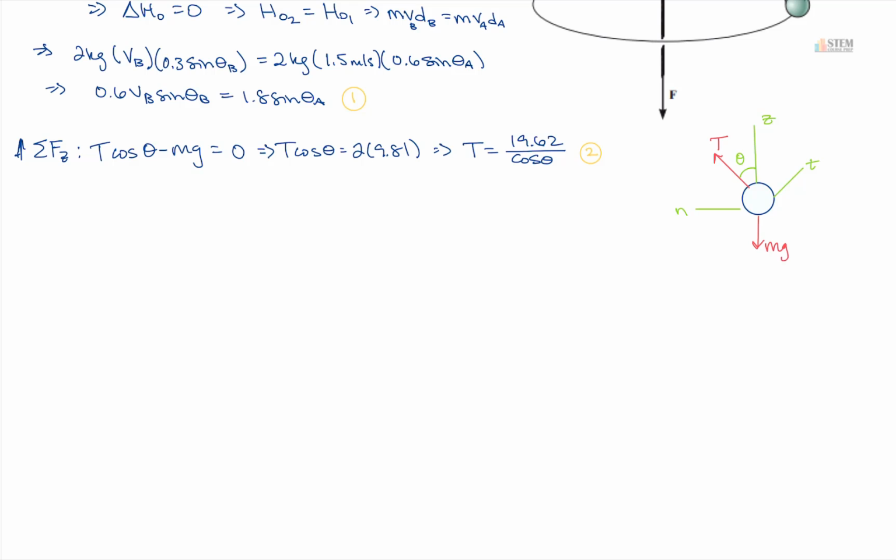Let's go ahead and look at the normal direction now. The normal direction is this way. So the only force I have in that direction is going to be this T component, right? So that's going to be T sine theta. It's going to be in the positive direction. So let's look at that.